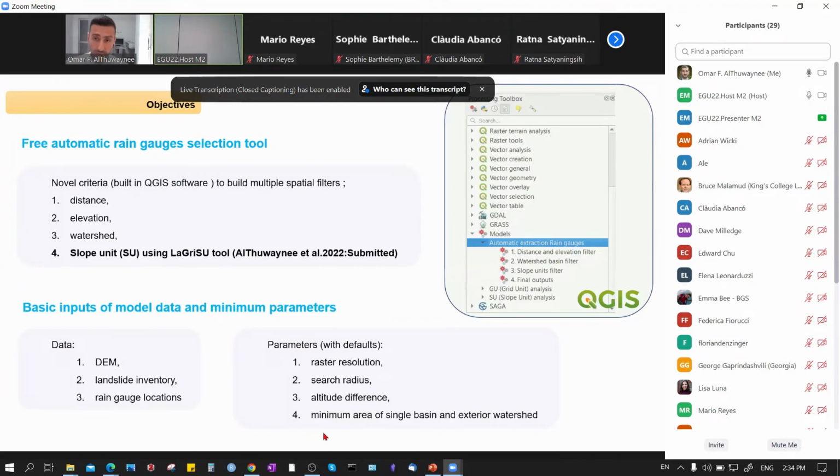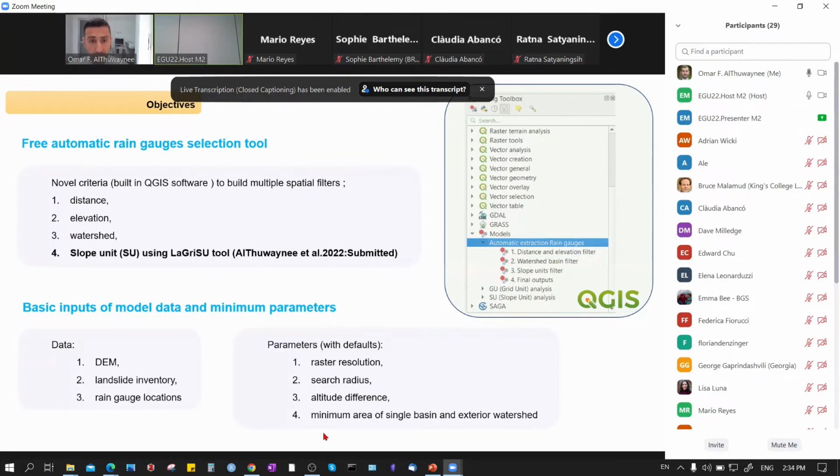So now the objective of this research is to develop a free tool that is built on a criteria of automatic selection of the rain gauge based on the distance, additionally the elevation, the watershed, and the slope unit, with very simple inputs like the DEM, landslide inventory, and rain gauge, and other settings that are already defined by default based on the literature.